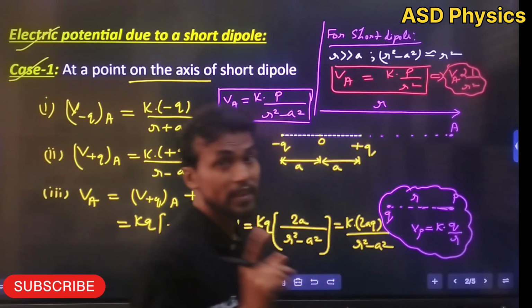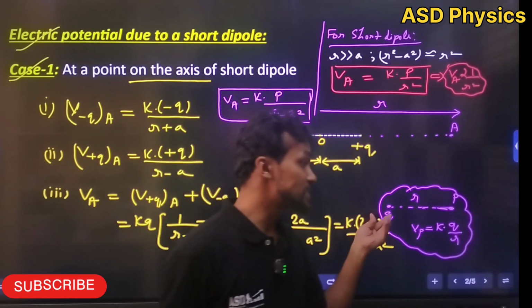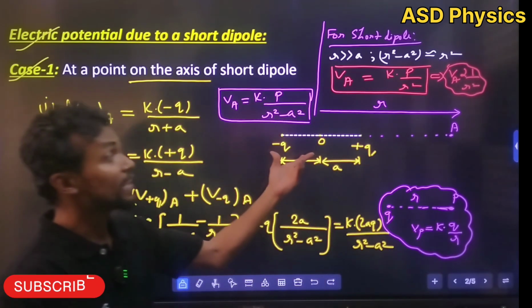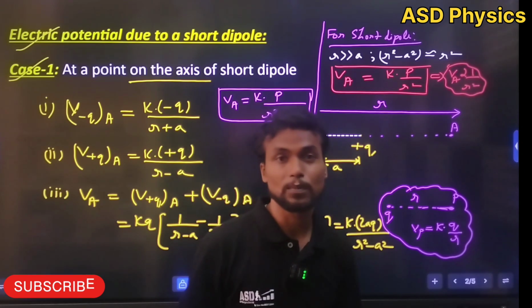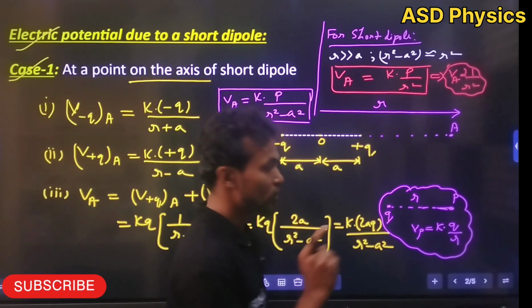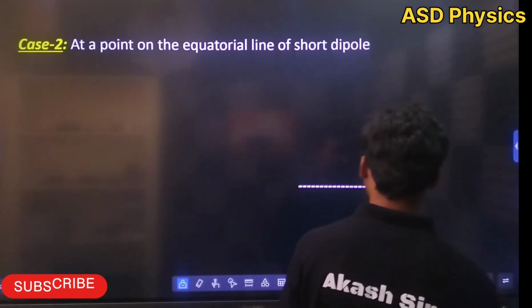And here you have to remember one thing. Due to a single charge, potential is inversely proportional to R, but due to the dipole, potential is inversely proportional to R square. Directly they will ask in the exam. Please see it very well, students. So now, next one.